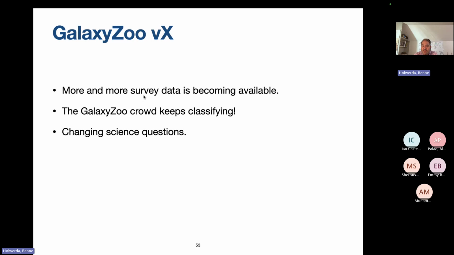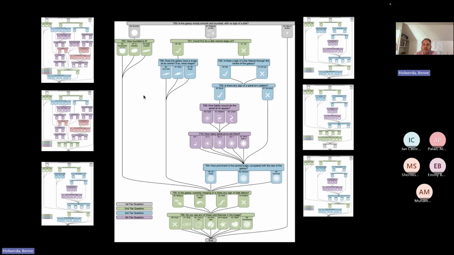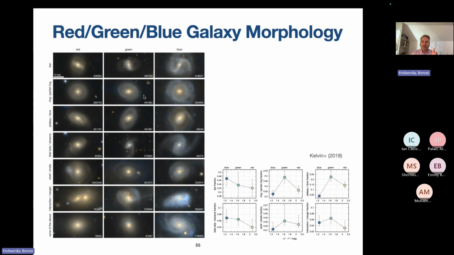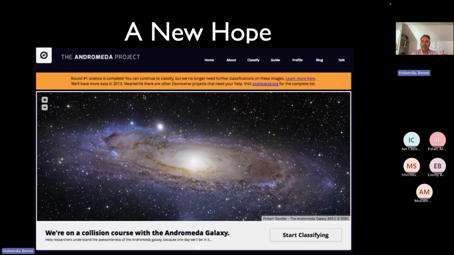Many different survey data are becoming available. Galaxy Zoo keeps classifying. The science questions keep changing. We answer one, and a different one, or multiple ones pop up. So Galaxy Zoo version X, we just saw Euclid. There will be others. So these are all the different question trees that have happened in the meantime. The central one is the one that I've been using for Gamma, because that's the one that's been used there. But as you can see, from the different arrangement of purple and questions, some data we asked different questions than we did on others, so it's unique data each time. This is what we've got from Lee Kelvin's paper in 2018, and then Dominic Smith followed that up and did it again, but now with better data altogether.